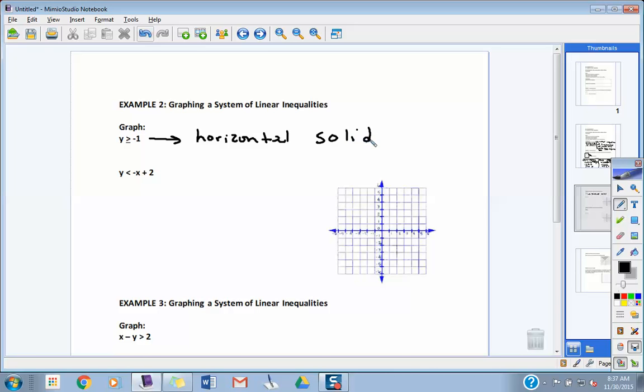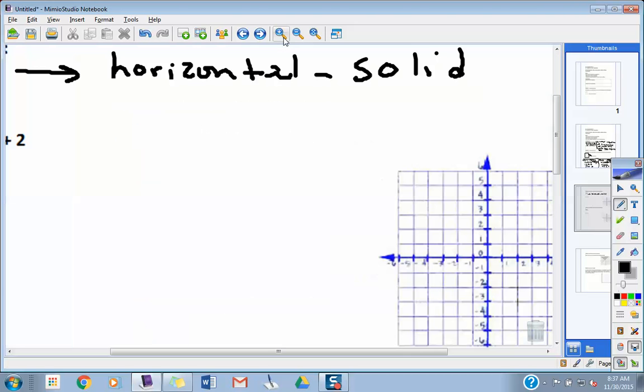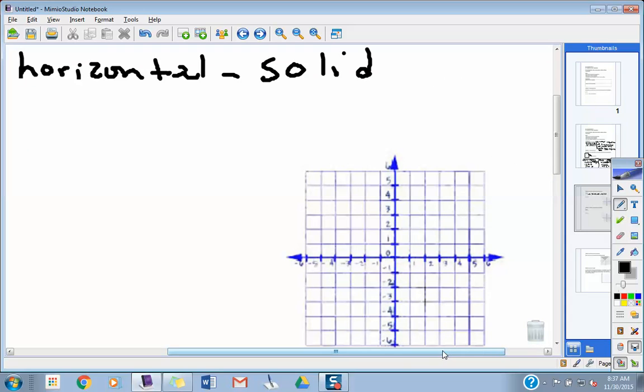And this is where your rulers will come into play. So on the y-axis, what value do I want to run on down to? -1. Let me blow this up here a little bit. Run down to -1, which is right here. And then what kind of a line did I want through there? Solid, right?